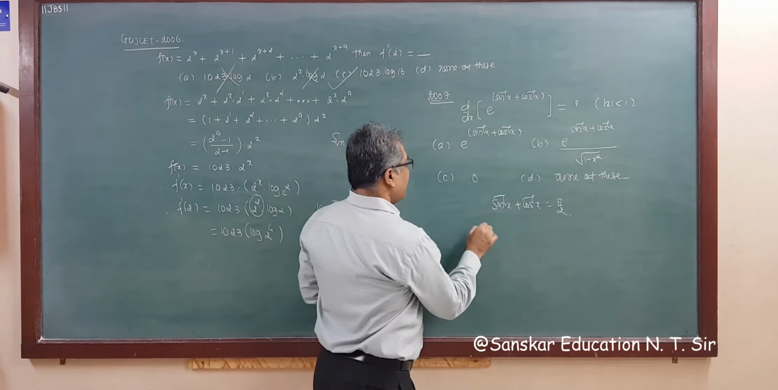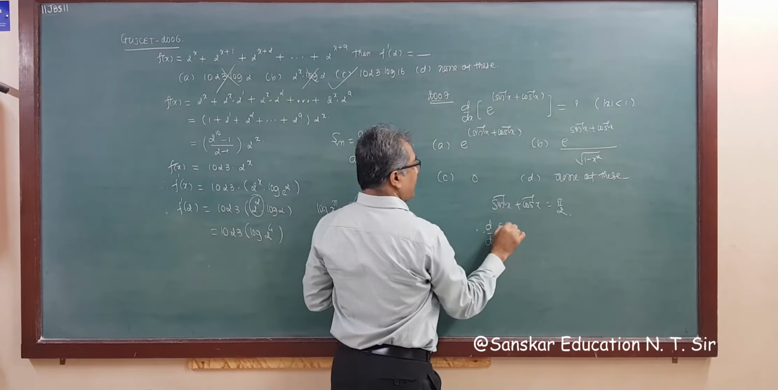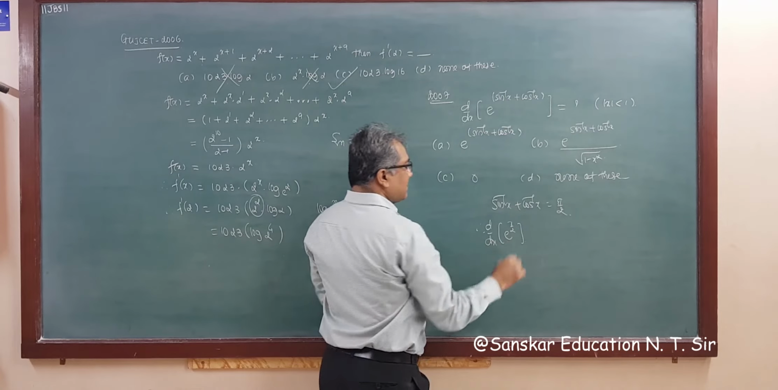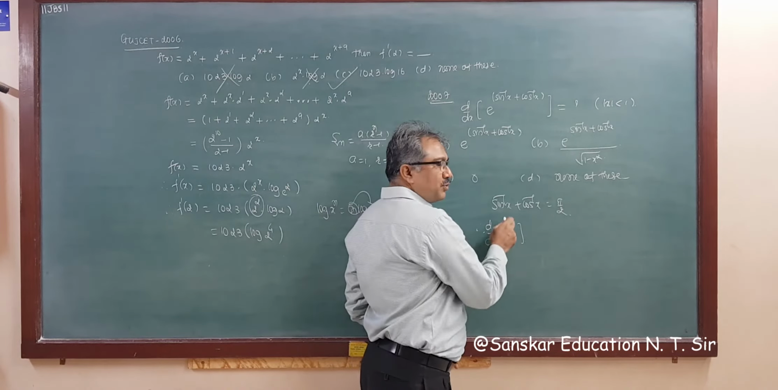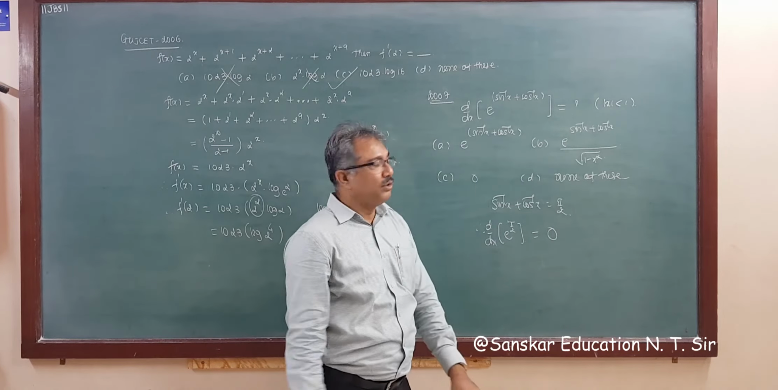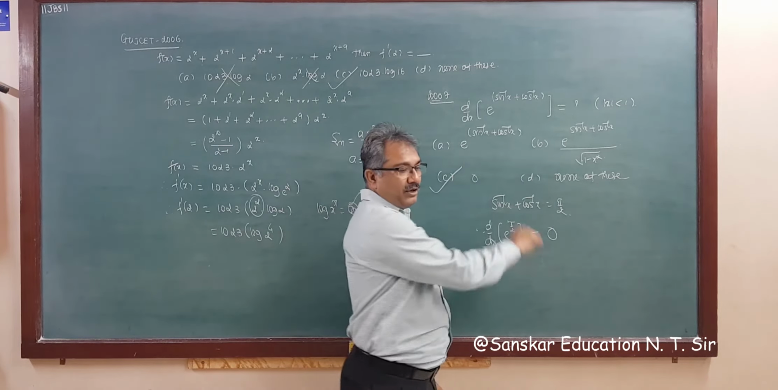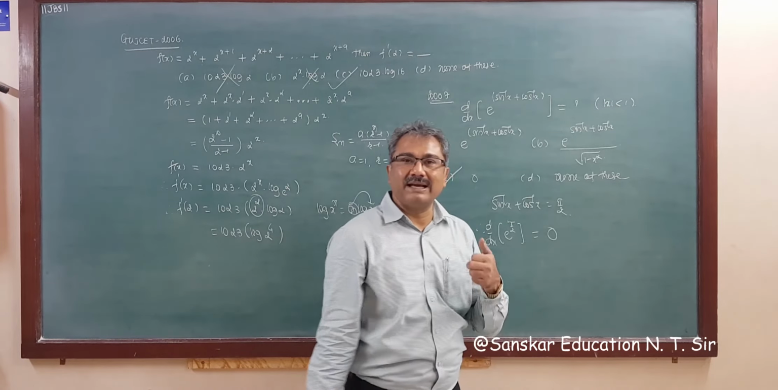So this is d/dx of e raised to pi by 2. So e is constant, pi by 2 is constant. So constant raised to constant, that is, the whole function is constant. So the answer is 0. So your proper answer will be option number C, right? So you have to differentiate like this.